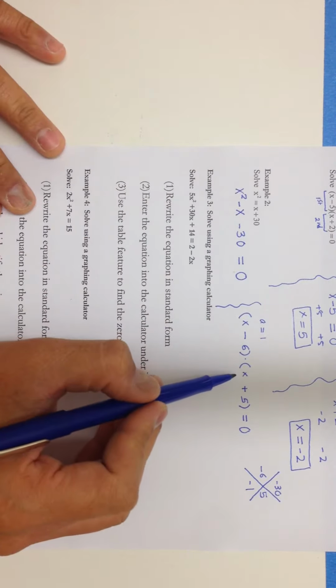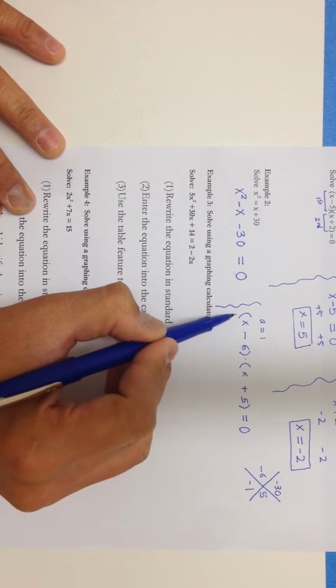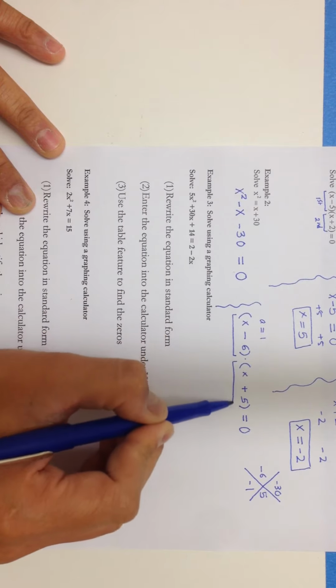And once you have factored it, all you have to do is take each factor, call this the first factor and call that the second factor.